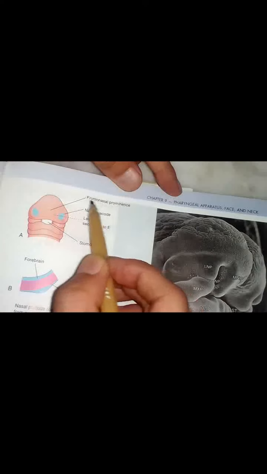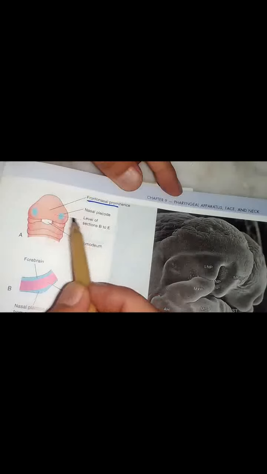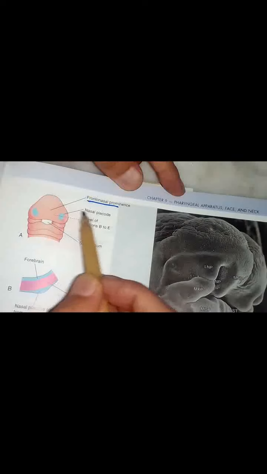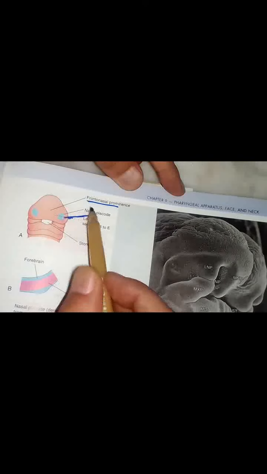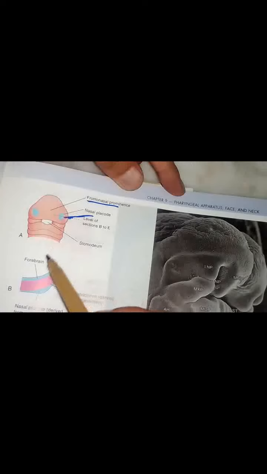This is the frontonasal process. In this frontonasal process, ectodermal thickening is produced, called nasal placoid. These are the nasal placoids, one and two in number, and this is the frontonasal process. Around the nasal placoids, mesenchymal swelling is produced. As a result, nasal placoids change into nasal pits. This is the nasal placoids here, and here mesenchymal swelling is produced.